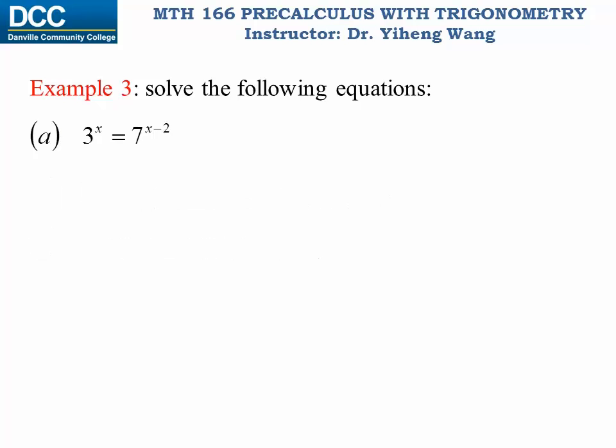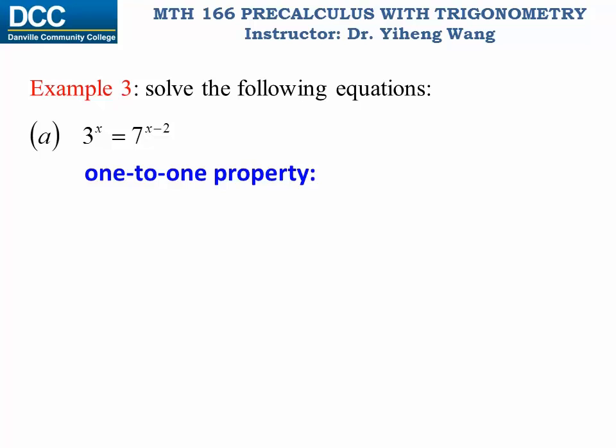For this equation, we do have exponential expressions on both sides of this equation, but they do not have the same base. Therefore, you shouldn't equate x to be x minus 2. That will be incorrect. To solve this equation, I will still first use the one-to-one property, but reversely. I'm going to take the logarithm of both sides of this equation. I can choose any base I want, but for convenience, I'm going to choose the base of 10, the common logarithm.